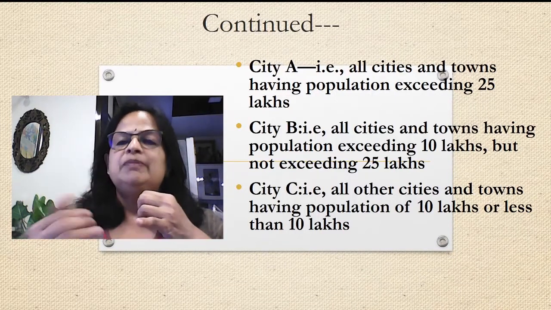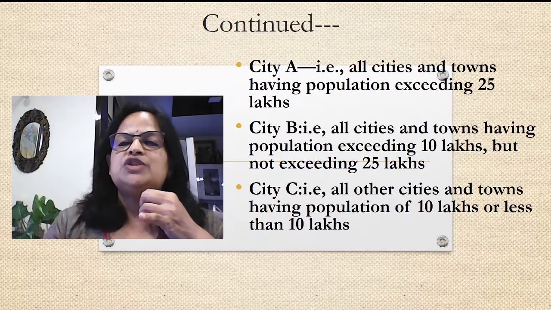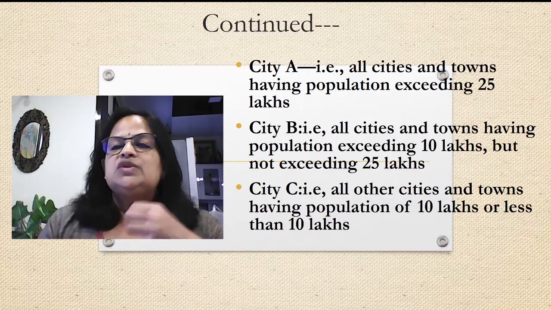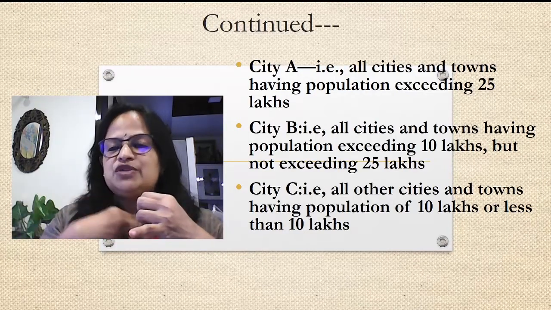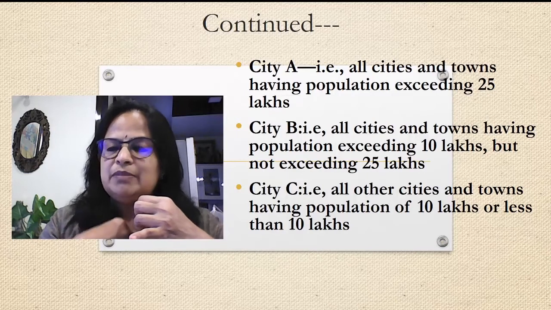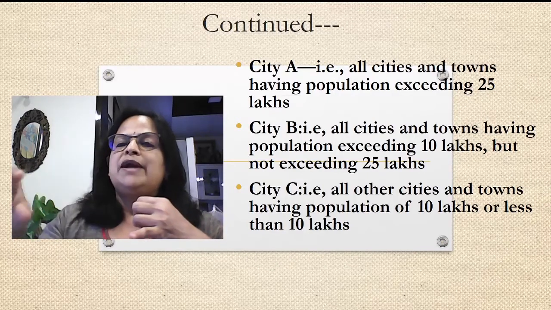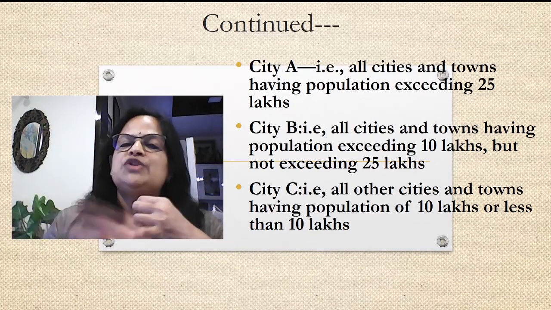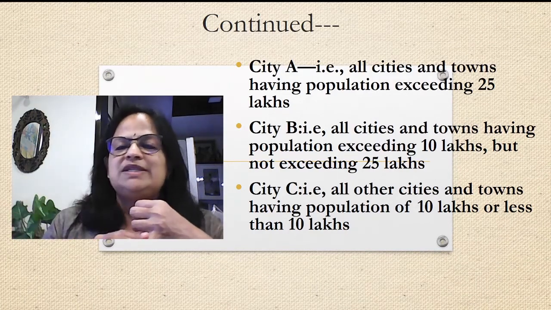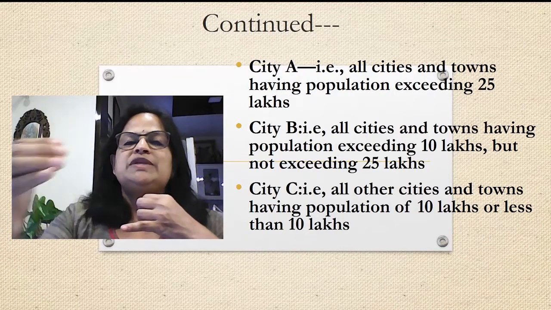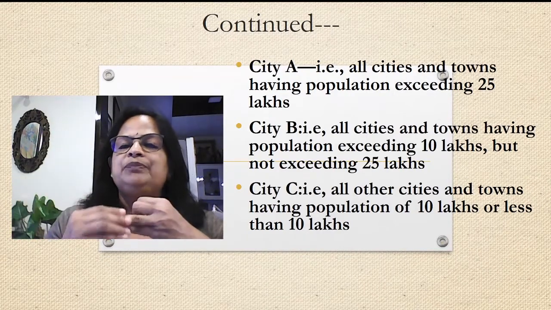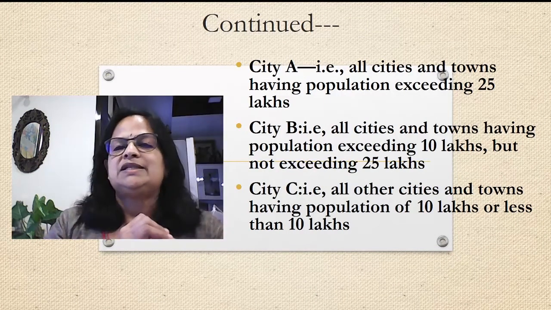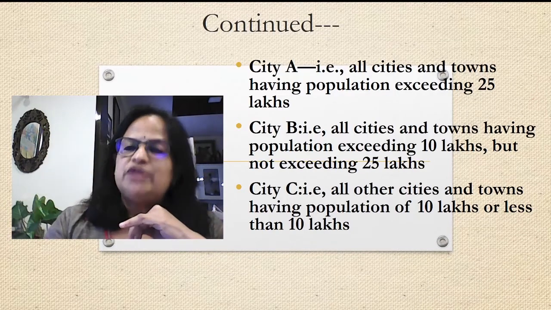Now city B: all cities and towns having population exceeding 10 lakhs but not exceeding 25 lakhs. For example, in the computation of rent-free accommodation for a person Mr. A working in Bangalore, it will be given in the question that he is living in Bangalore. What is the population of Bangalore city as per the 2011 census? That is how you distinguish between city A, city B and city C. City C: all other cities and towns having population of 10 lakhs or less. So the first one is exceeding 25 lakhs.